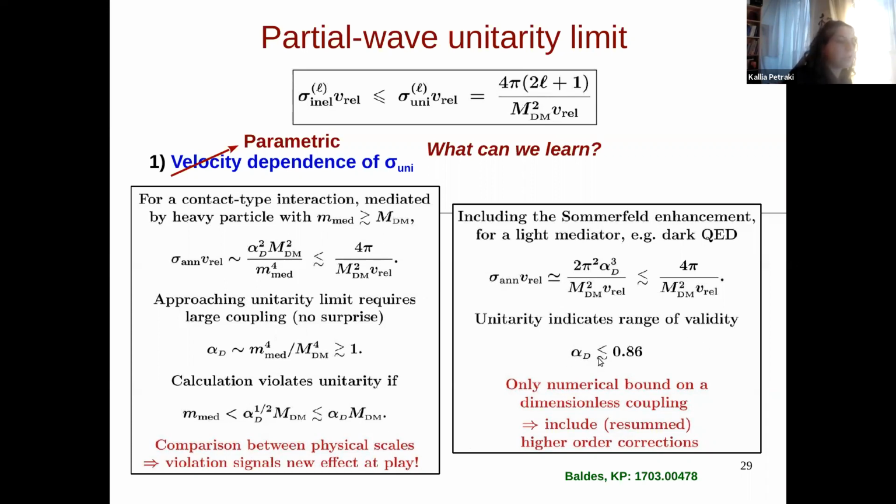Having an upper limit on a dimensionless parameter is not a comparison between two physical scales. It is how perturbation theory is supposed to work. When the dimensionless coupling becomes large enough, of course, we have to include higher order corrections in our calculation. This is how it's supposed to work. This upper limit on the coupling does not signify a new effect, but the comparison we have here on the left signifies a new effect.